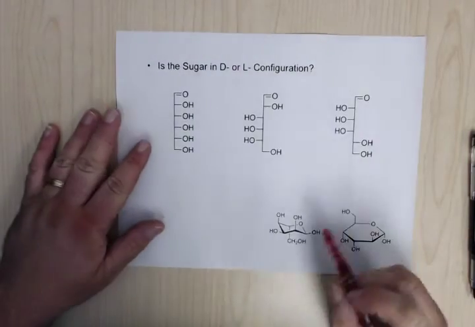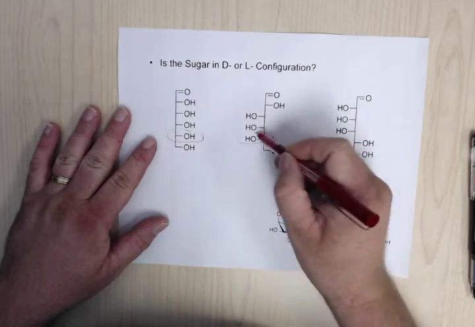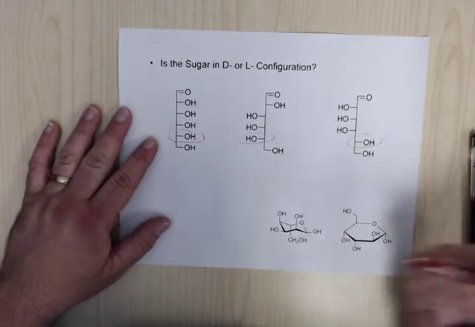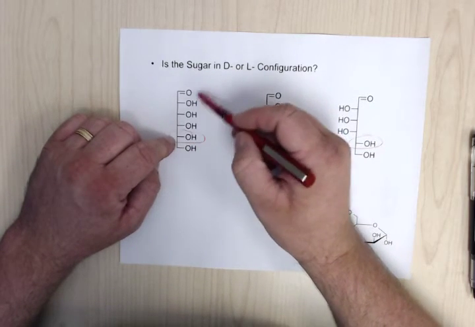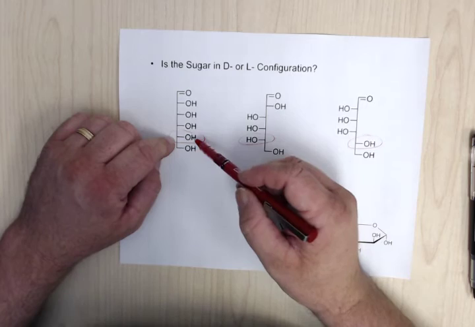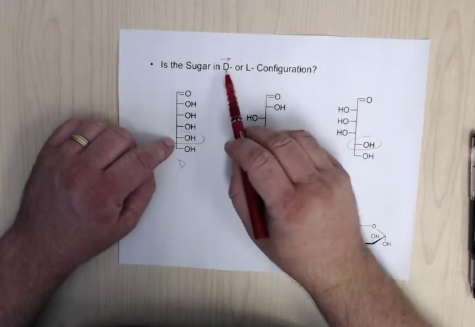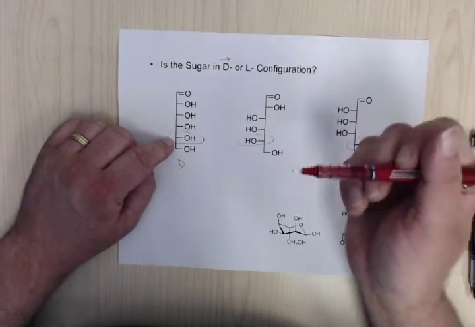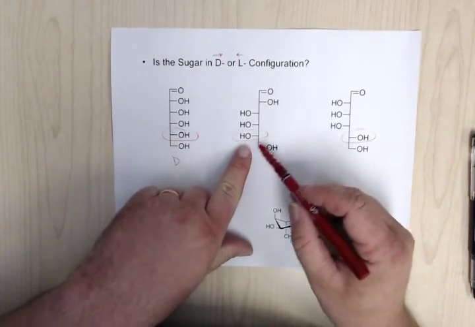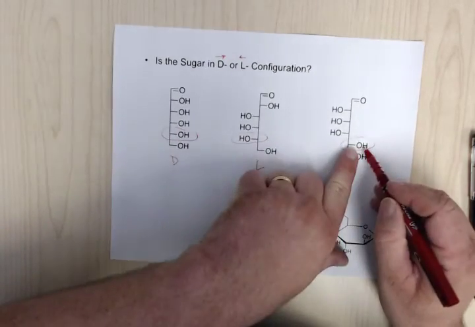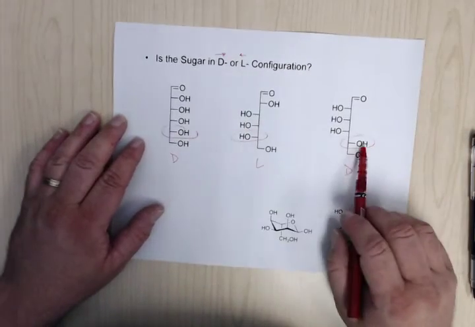Okay, so is the sugar in the D or the L configuration? For these straight chains, all you have to do is look at the last chiral center away from the aldehyde. If it's pointing to the right, it's in the D configuration, and for the L's, it's going to point to the left. So here it's pointing to the left, so this is L. This one is pointing to the right, so it's D. It doesn't matter about any of the other ones. It's just this one.